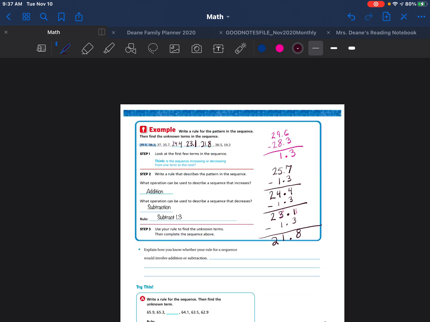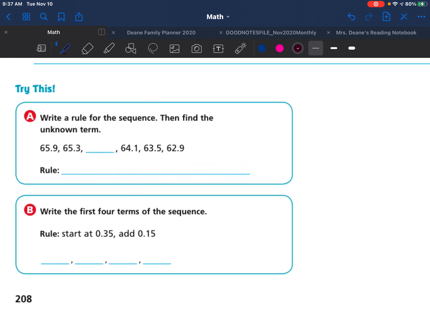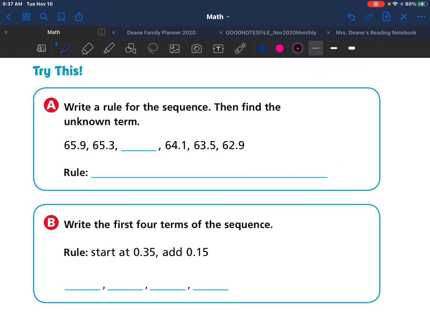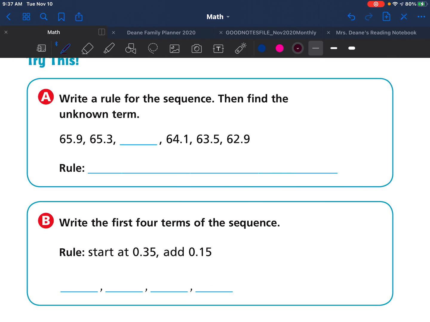Not too bad, right? All right, let's look at A and B. Write a rule for the sequence, then find the unknown term. So first we have to find the difference of the numbers. In this case, the first number is the biggest.